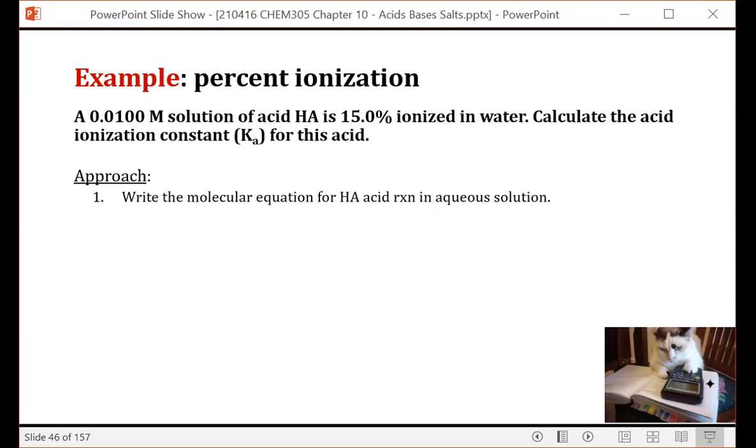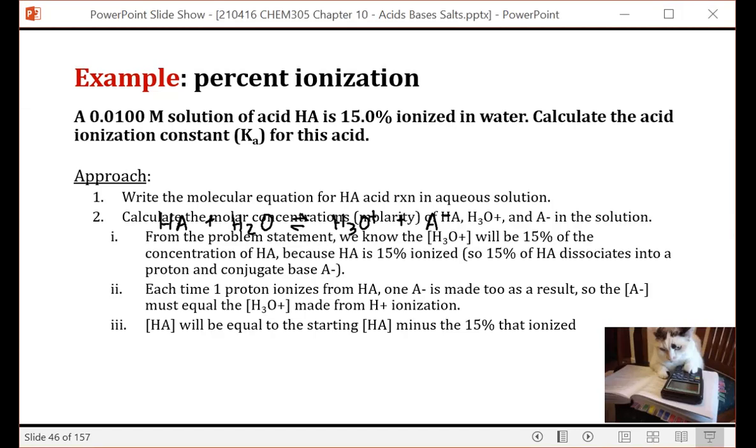So I outlined some steps. The first thing you want to do is write the molecular equation for the acid reaction in aqueous solution. So you want to write that you have HA plus H2O, it's an aqueous solution, is in equilibrium with H3O plus and A minus. Let me just get rid of that so we can actually see. Then from the problem statement, we know that the concentration of H3O plus, let's write this reaction up above so we can keep it in mind.